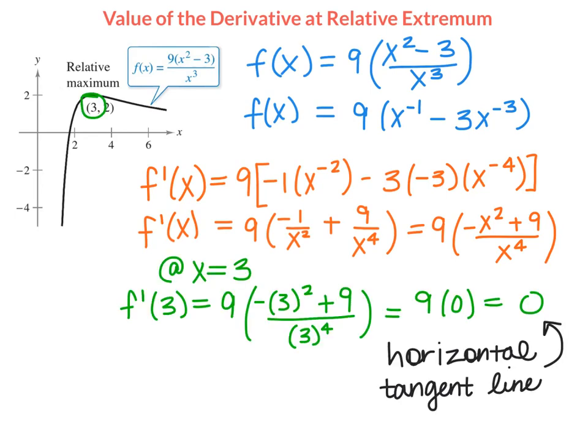So when I plug in x equals 3, I end up with a 0 in the numerator, so that means that the slope at that point of the tangent line is going to be 0, so it's a horizontal tangent line.